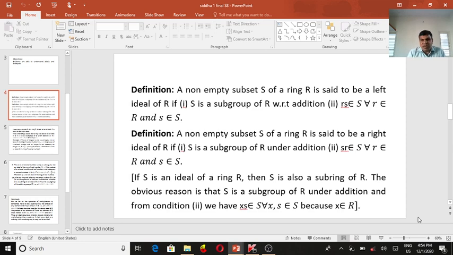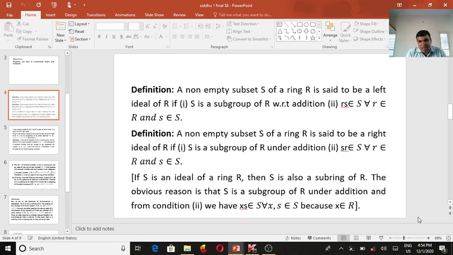A non-empty subset S of a ring R is said to be a left ideal of R if S is a subgroup of R with respect to addition, and rs belongs to S for all r belongs to R and s belongs to S. This is called a left ideal.